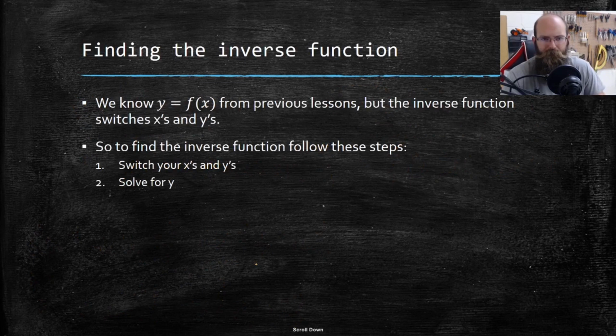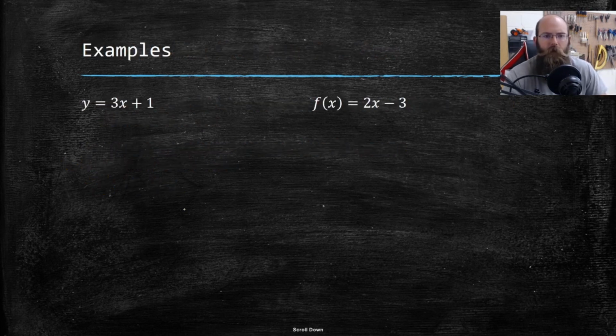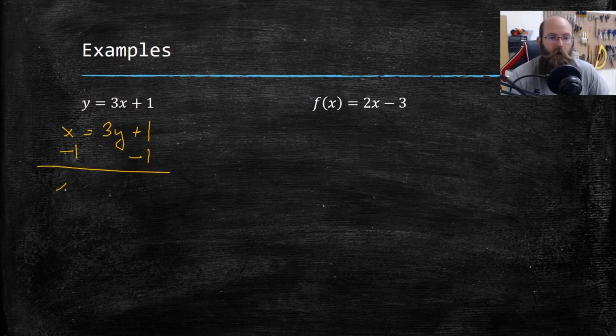Let's look at the next one. So finding the inverse function, how do I do it? If I'm given equations and stuff, I switch my x's and my y's, right? That's my number 1. And then my number 2 is to just solve for y. Let's do some examples. So here, I switch my x and my y. So now it's x equals 3y plus 1. Now I have to solve for y. So I subtract this 1. So now x minus 1 equals 3y. Let's divide by 3.